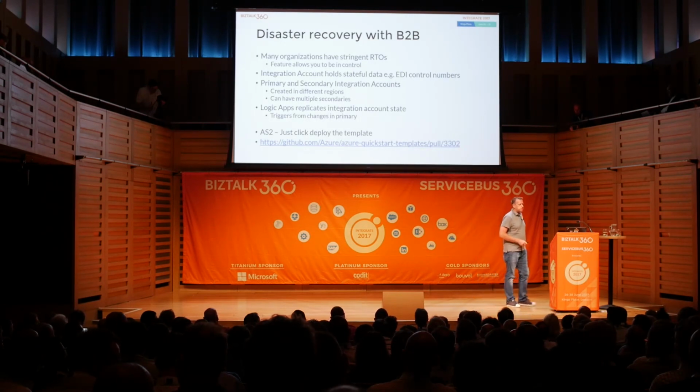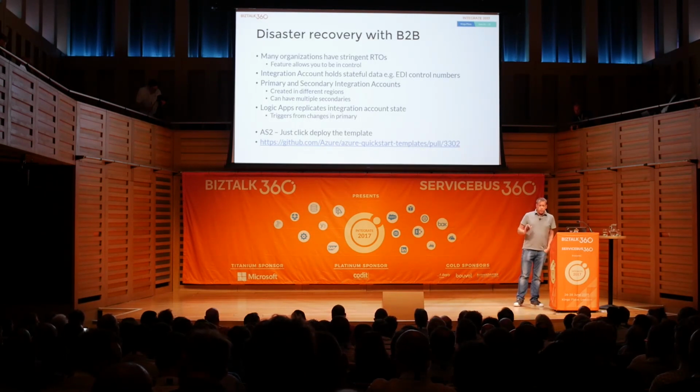I'll show that in a second so it becomes clear. So it's very simple. Just create a logic app that triggers every single time that integration account is used, the control number information is updated, and it will then fire and update that information in the secondary account and allow you to resume processing.